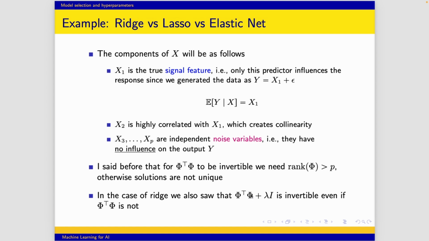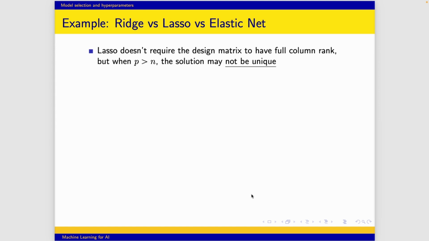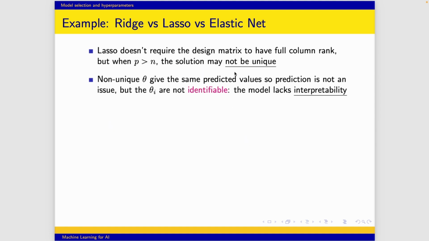Okay, so that's Ridge. What about Lasso? Well, Lasso doesn't require that matrix. It doesn't use the inverse of phi transpose phi. So it doesn't actually require the design matrix to have full rank. So p greater than n is not necessarily a problem, but the solutions might not be unique, again, as in OLS. So what does this mean?